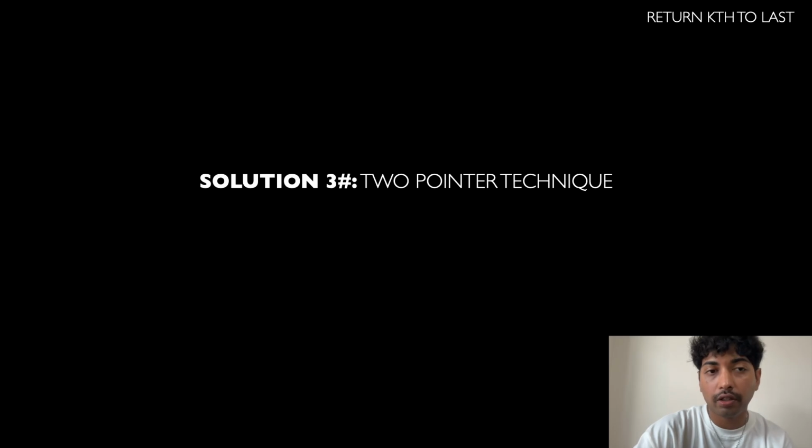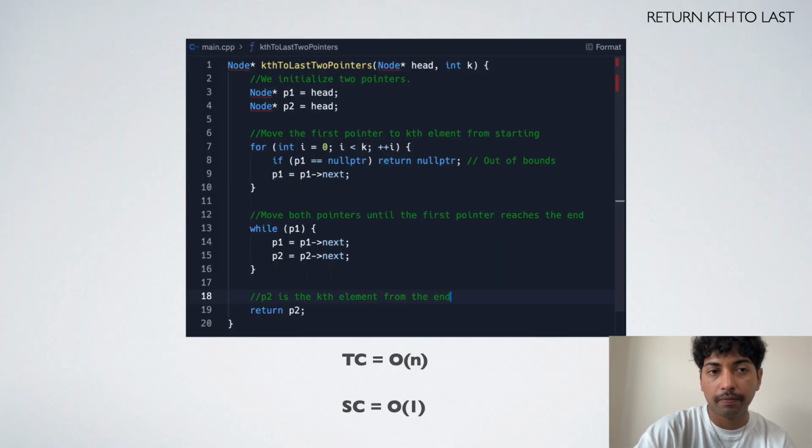The third solution is the most efficient solution, in which we use a popular technique called the two-pointer technique. Here, the first pointer is moved k steps ahead, and then both pointers move together until the first pointer reaches the end of the list. At this point, the second pointer will be at the kth to last element.